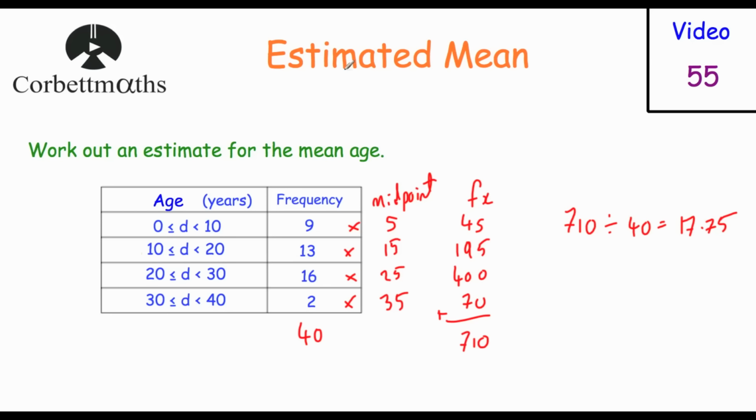And that's it. So to find the estimated mean, you add a column on for the midpoint, you find the midpoint of all the categories, whatever that is, you put the midpoints down, you then multiply those by the frequencies, and that will tell us the fx column, and then you divide the total of the fx column, the grand total or the estimated grand total, and you divide that by the total frequency, and that will be your estimated mean.